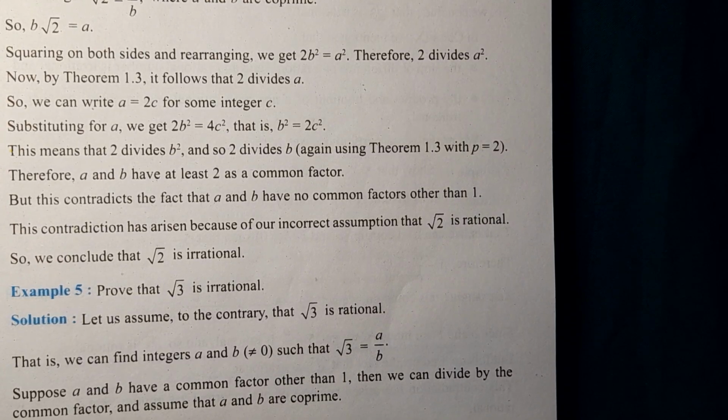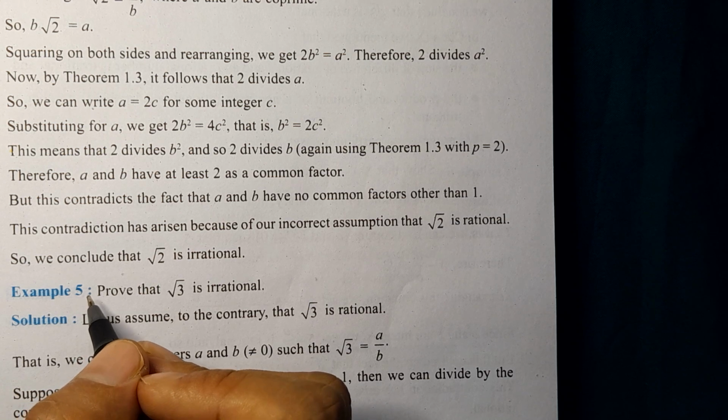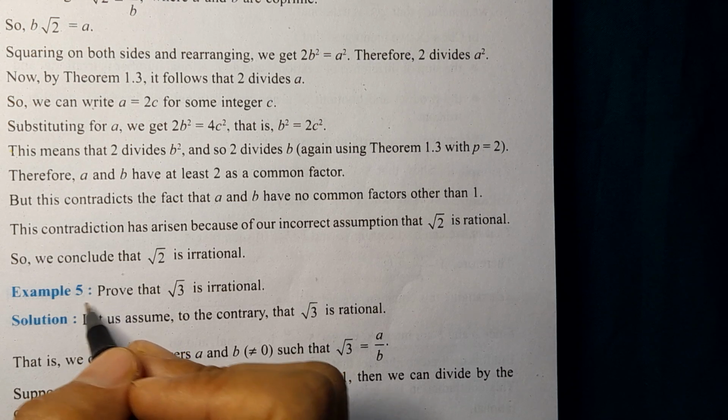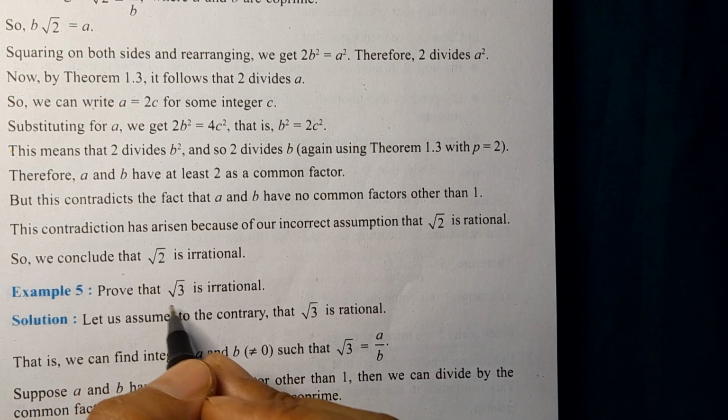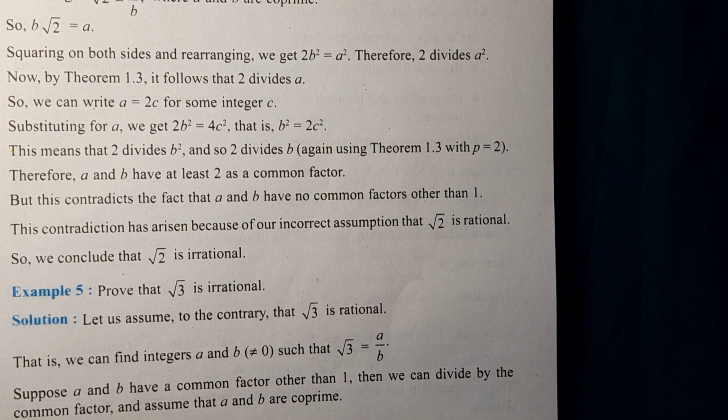Example number 5. That is example number 5. This is a continuation of the first exercise, because we completed up to example 4. Now example number 5, that is prove that root 3 is an irrational number. It is exactly the same.